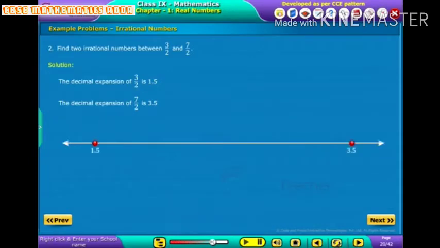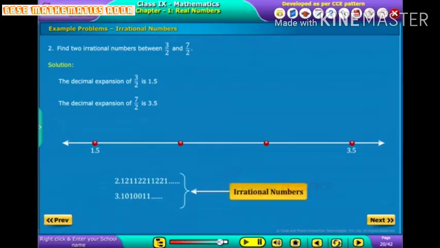Now, represent the two decimal numbers on a number line. The irrational numbers between these two numbers should lie between 1.5 and 3.5. So, let us consider some numbers like 2 and 3. By adding some non-terminating, non-recurring decimal to these numbers, we get two irrational numbers.